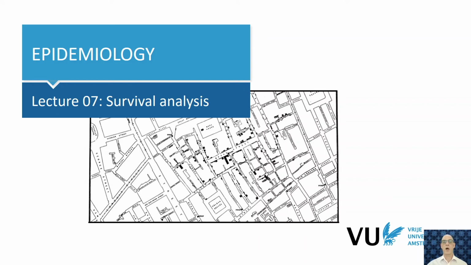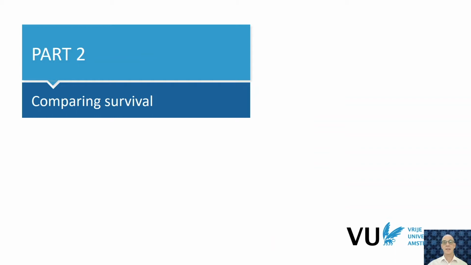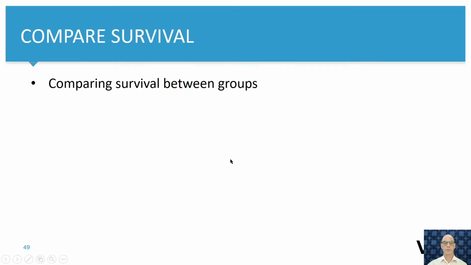This is the second part of the video on survival analysis. And in this second part, we're going to talk about how we can compare survival between different groups. Well, actually, there are two ways for comparing survival curves or survival estimates.